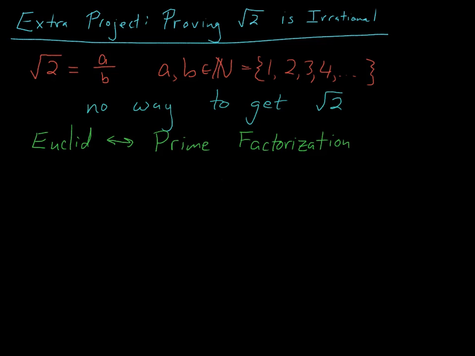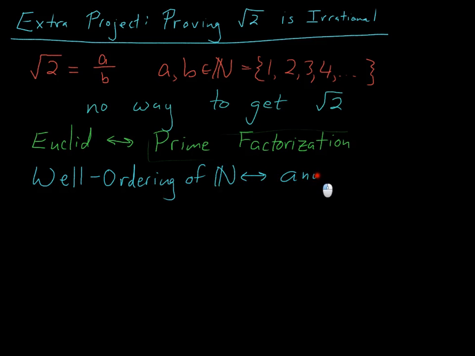That's not the easiest thing in the world to prove about the natural numbers. So in this video, I want to give you a way to get this that doesn't use this big, huge tool called prime factorization. It only uses the well-ordering principle of the natural numbers, which says that if I have any set of natural numbers, there's always a smallest one.